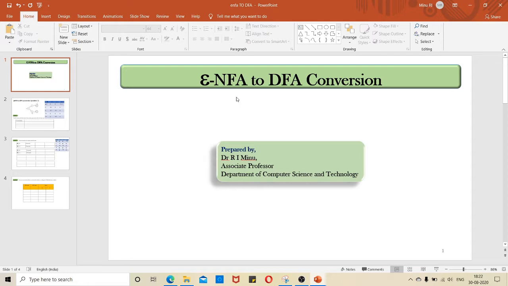An automaton with epsilon moves, that is, a move without any input, is said to be an Epsilon-NFA. In this video, we are going to see how to convert an Epsilon-NFA to a DFA. We'll be using the same subset construction method that we saw in the NFA to DFA conversion in our previous video. So let's go to the sum.